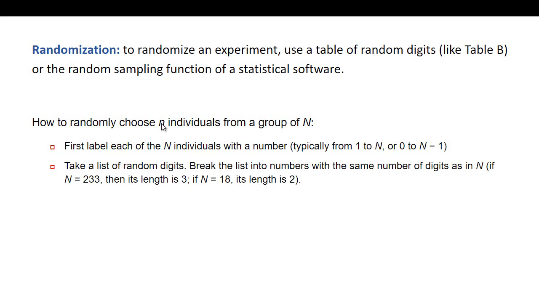Take a list of random digits, and break the list into numbers with the same number of digits as in N. So if N is 233, then its length is 3. If N is 18, then its length is 2. So if N has 2 digits, then we break the list of random digits into numbers with 2 digits. We're going to read the numbers from the random digits table 2 digits at a time.